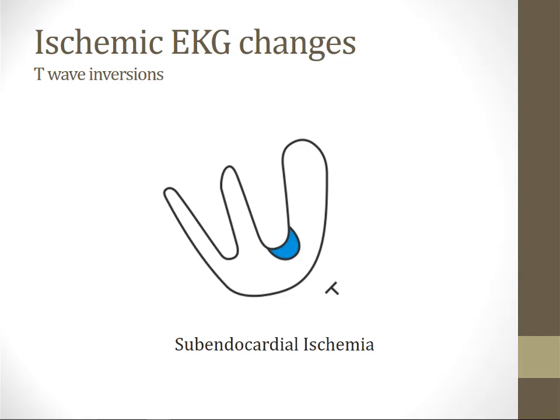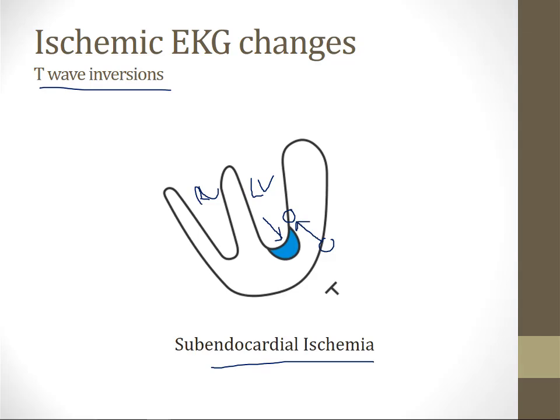To understand the mechanism of T-wave inversions, let's go back to our drawing of the heart with the left ventricle here and the right ventricle here. And this blue portion here is a section of subendocardial ischemia. Normally, the epicardium out here repolarizes first, and the subendocardium over here repolarizes last. This creates a wave of repolarization going in this direction.